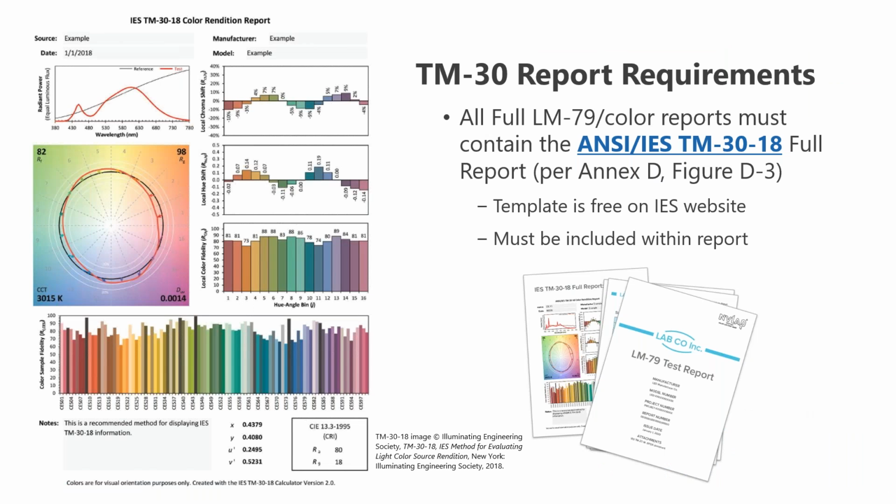This slide shows the proper formatting to display the required TM30 metrics in your LM79 color reports. The screenshot on the left side of the screen shows the required format to be included in all LM79 color reports and was published by ANSI and IES in the TM30-18 standard and can be found in Annex D, Figure D3 in that standard. There is an Excel calculator published by IES which will output your photometric data in this format. This Excel is free on the IES website.